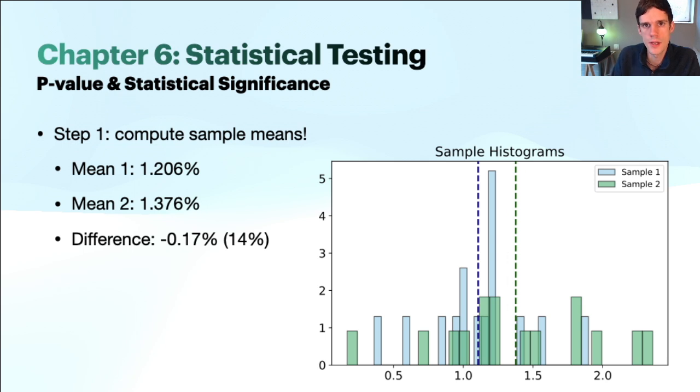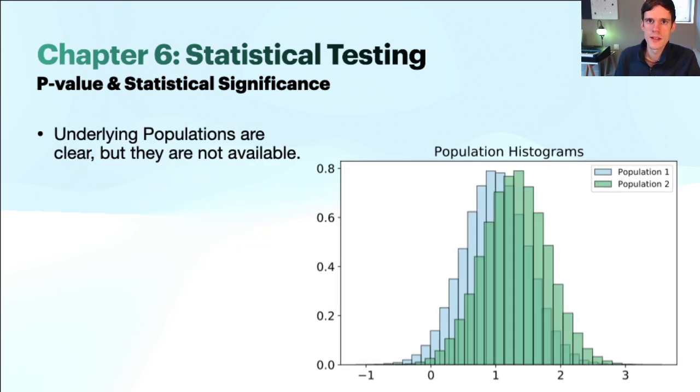And to reiterate, the question that we want to answer is whether this difference of 14% between the two sample means is indeed indicative of a difference in the population means. Now, to make progress on this question and to eventually get to the concept of the p-value, we again take a simulation mindset. The first step is to look at the population distributions.